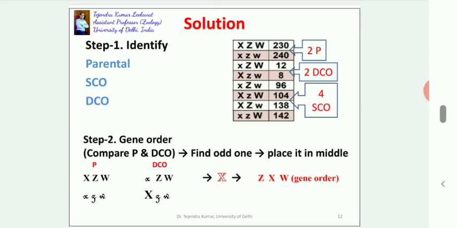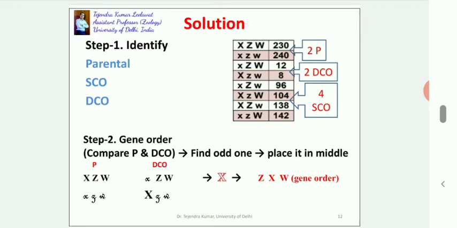Step 1, identify the parental, single crossover and double crossover. So how could you identify? First of all, parental. Out of the overall values given to you, you have to identify the two sequences showing the highest numbers. This is the parental. Very simple. Next one is double crossover.